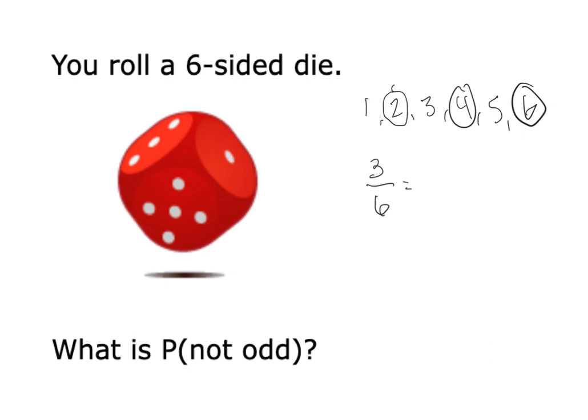Now in IXL, it's going to ask you to specifically write it as a fraction, decimal, or percent, depending on the question. So I'm going to answer it as all 3 for this. I can simplify that down to 1/2, which as a decimal would be 0.5, and as a percent would be 50%.